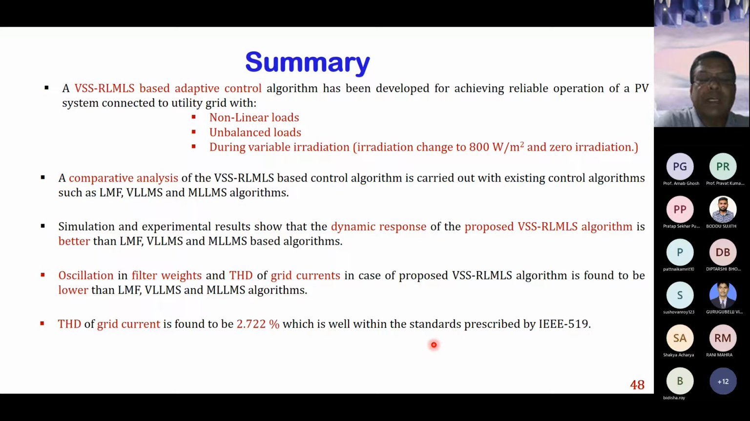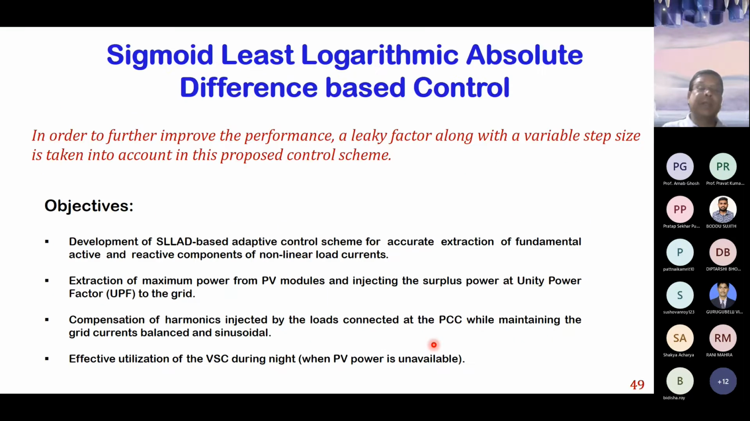Oscillation in filter weights and THD in the grid current in case of the proposed algorithm-based controller is found to be lower than the rest of the adaptive controllers like LMF, VLLMS, LMS and modified leaky LMS algorithms. And THD of the grid current has been reduced to 2.722%, which is well within the standards prescribed by the IEEE 519 grid code. So we have improved the convergence and improved the THD.